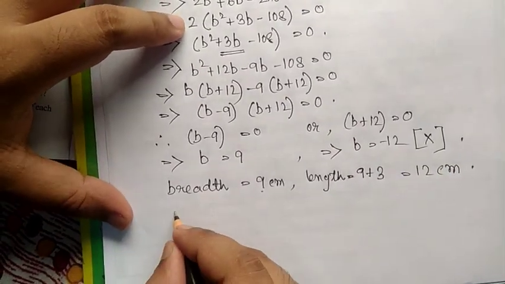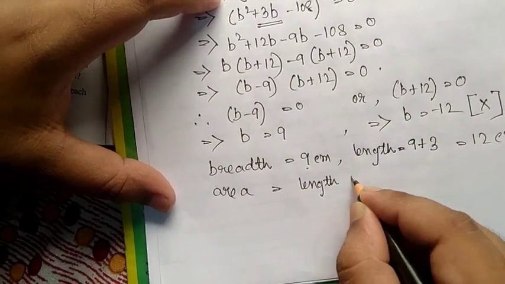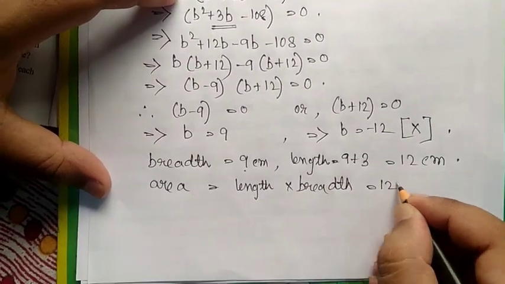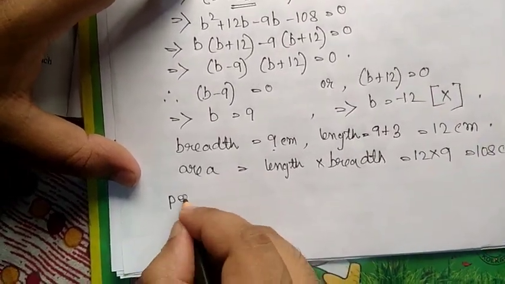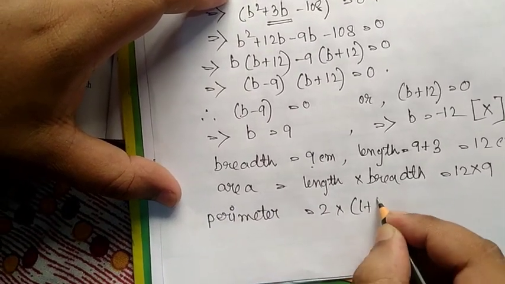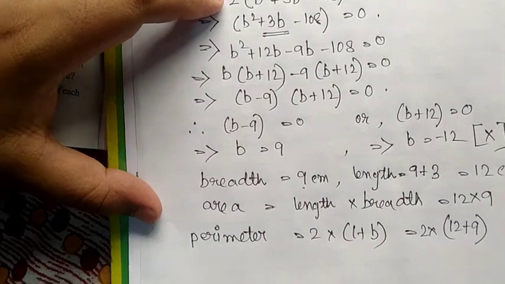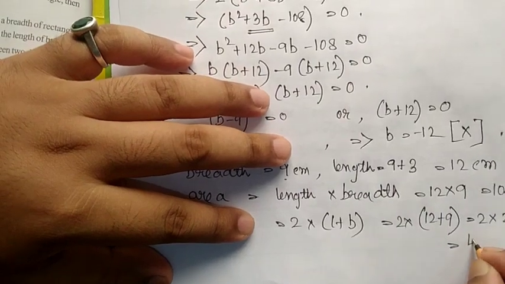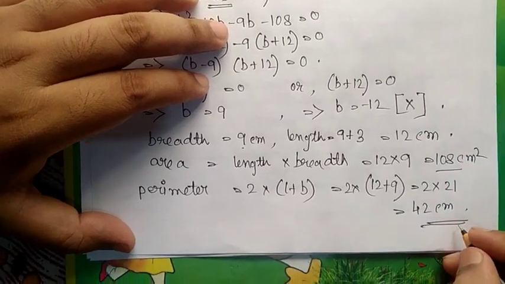So we have to find the area and the perimeter. So area equal to length into breadth, 12 into 9, 108 centimeter square, and perimeter equal to 2 into L plus B. So 2 into 12 plus 9, 12 plus 9 means 2 into 21, so equal to 42 centimeter. So here we find that area equal to 108 centimeter square and perimeter equal to 42 centimeter.